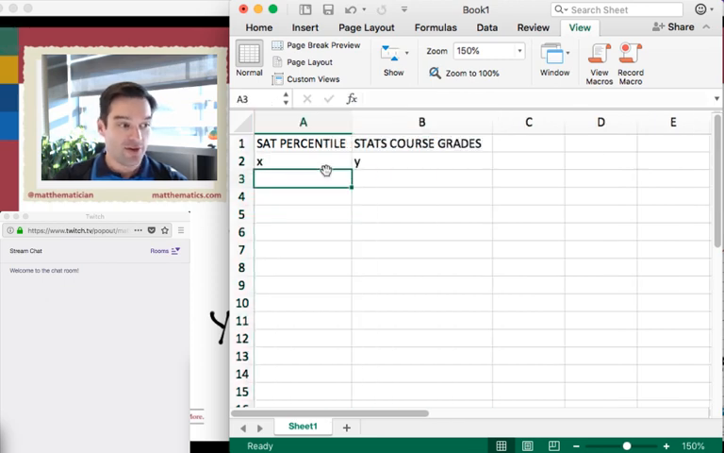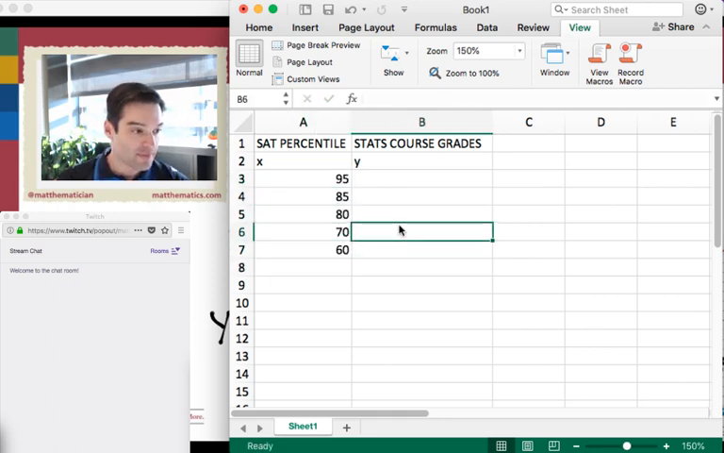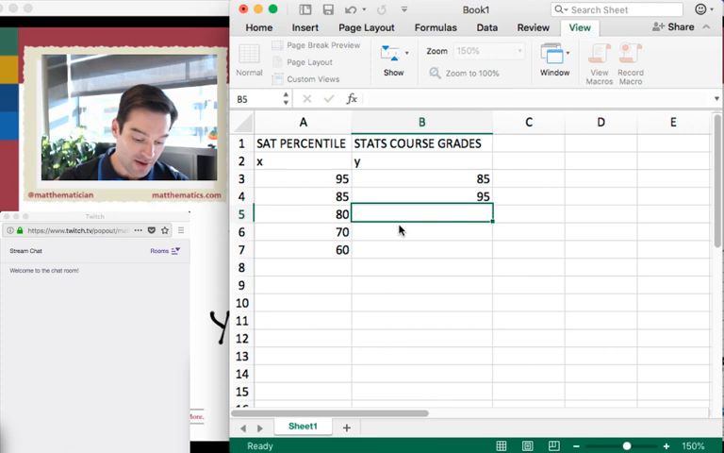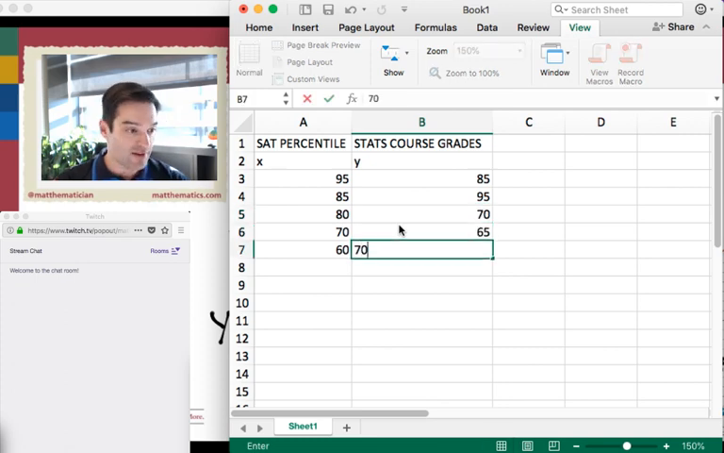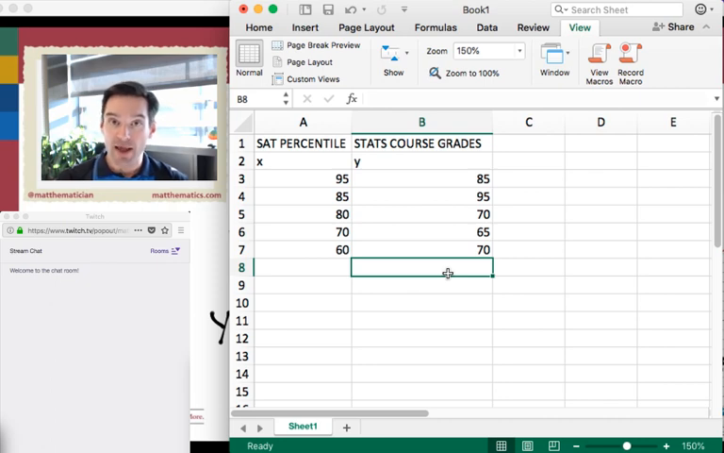All right, so let me just put in my data. My x's were 95, 85, 80, 70, and 60. And all I'm doing here is just typing these numbers into these cells and hitting the enter key. 85, 95, 70, 65, 70. So all I've done is I've dropped my data table into a blank spreadsheet in Excel. And if that's all you can do with Excel, that's not nothing. That's pretty good. We're already probably to week 3 or 4 of a good course in how to use Microsoft Excel.